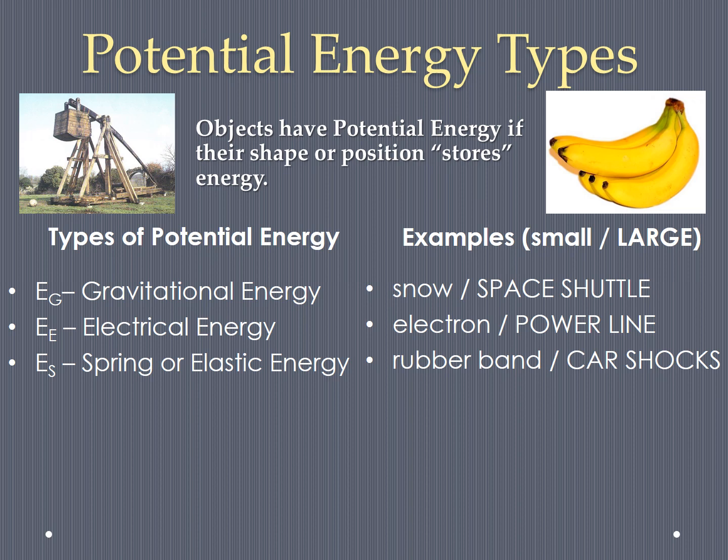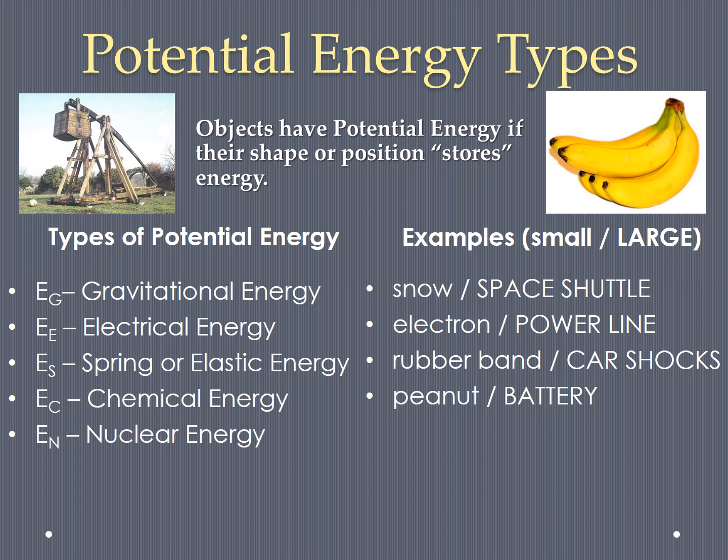Next one, we've got chemical energy. This one's an interesting one. It's pretty much anything that has chemicals in it that allow it to have some stored energy. Something as simple as a peanut actually has energy in it because if you eat a certain amount of peanuts, you have actual stored chemical energy in your body. Batteries have a lot of stored chemical energy in them.